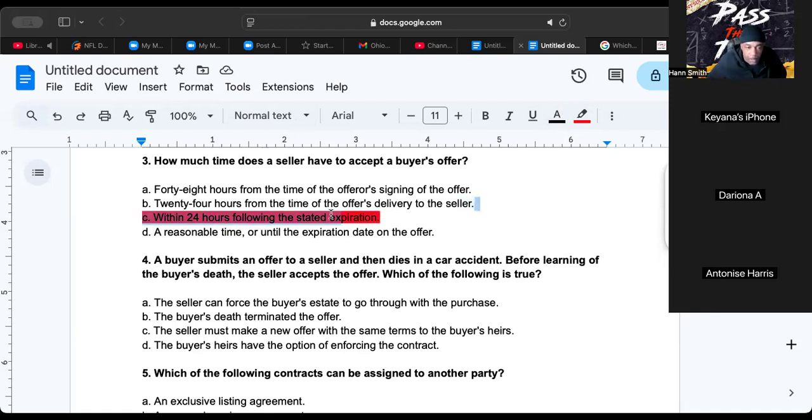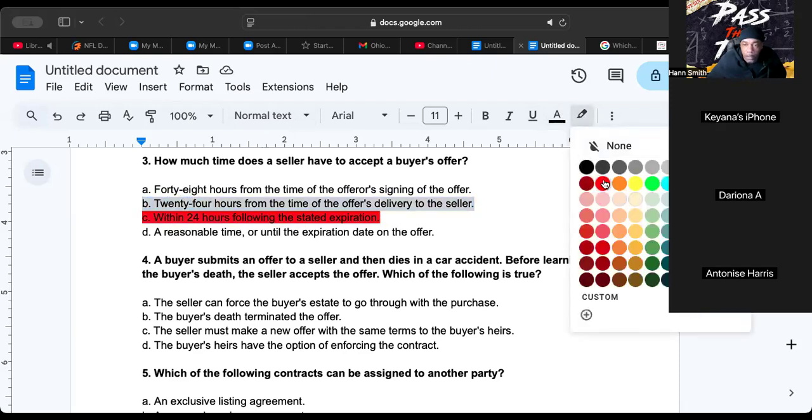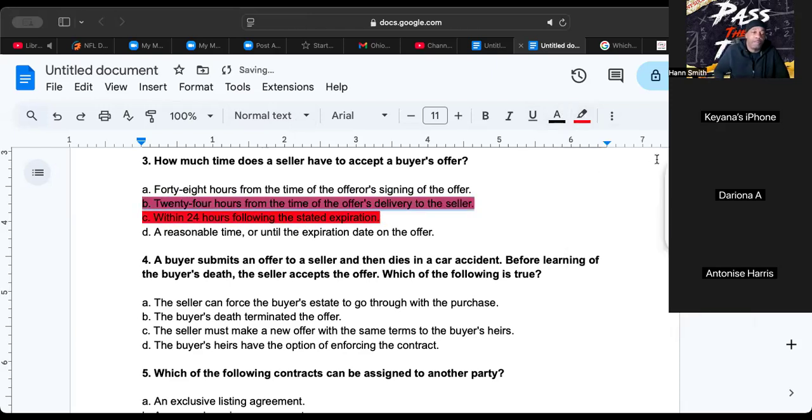Okay, cool. All right, so reading the question again. How much time does a seller have to accept a buyer's offer? A, 48 hours from the time of the offeror's signature of the offer. D, a reasonable time or until the expiration date on the offer. Which one? I think it's D. D. Okay, yes, I think it's D too.